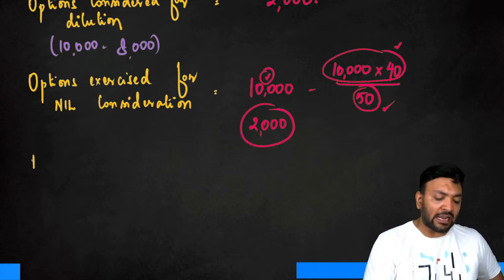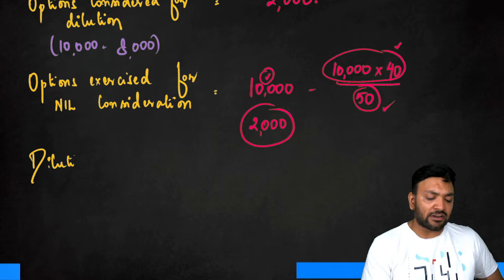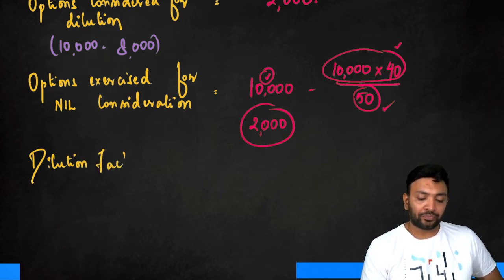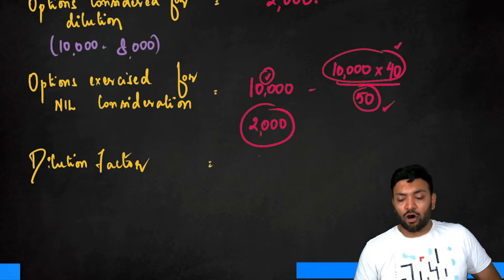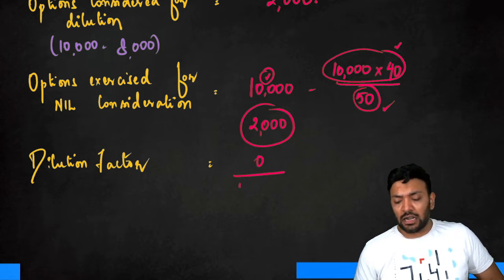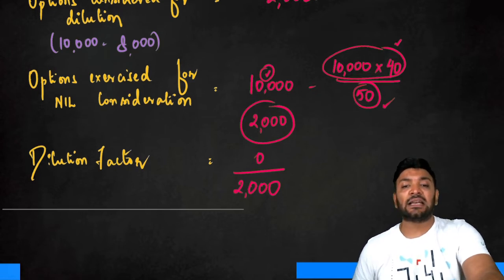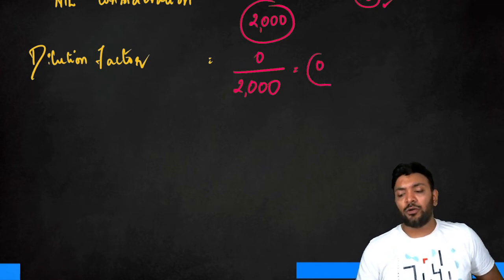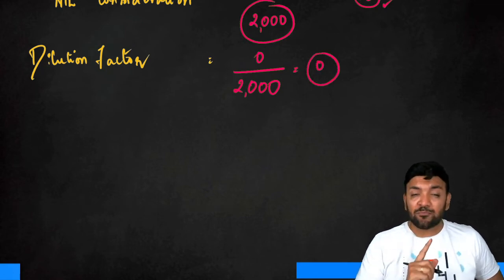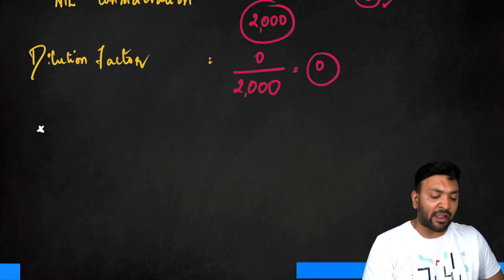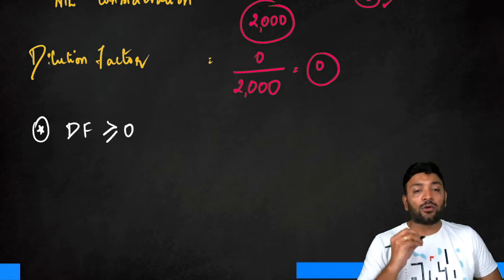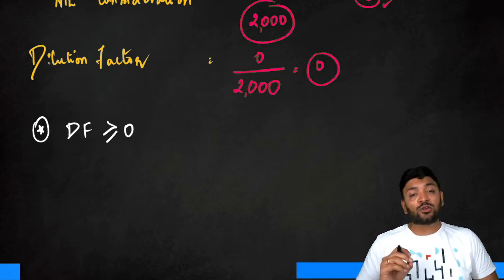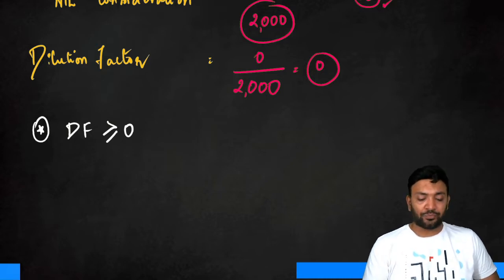If I have to calculate the dilution factor for this, remember, the dilution factor, for the numerator or increase in PAT, is always 0, divided by the number of options exercised at nil consideration, that is 2,000. Answer is 0. And therefore, I can make one very important statement: a dilution factor, DF, is always greater than or equal to 0. Either it can be equal to 0 or it can be greater than 0, but not less than 0.